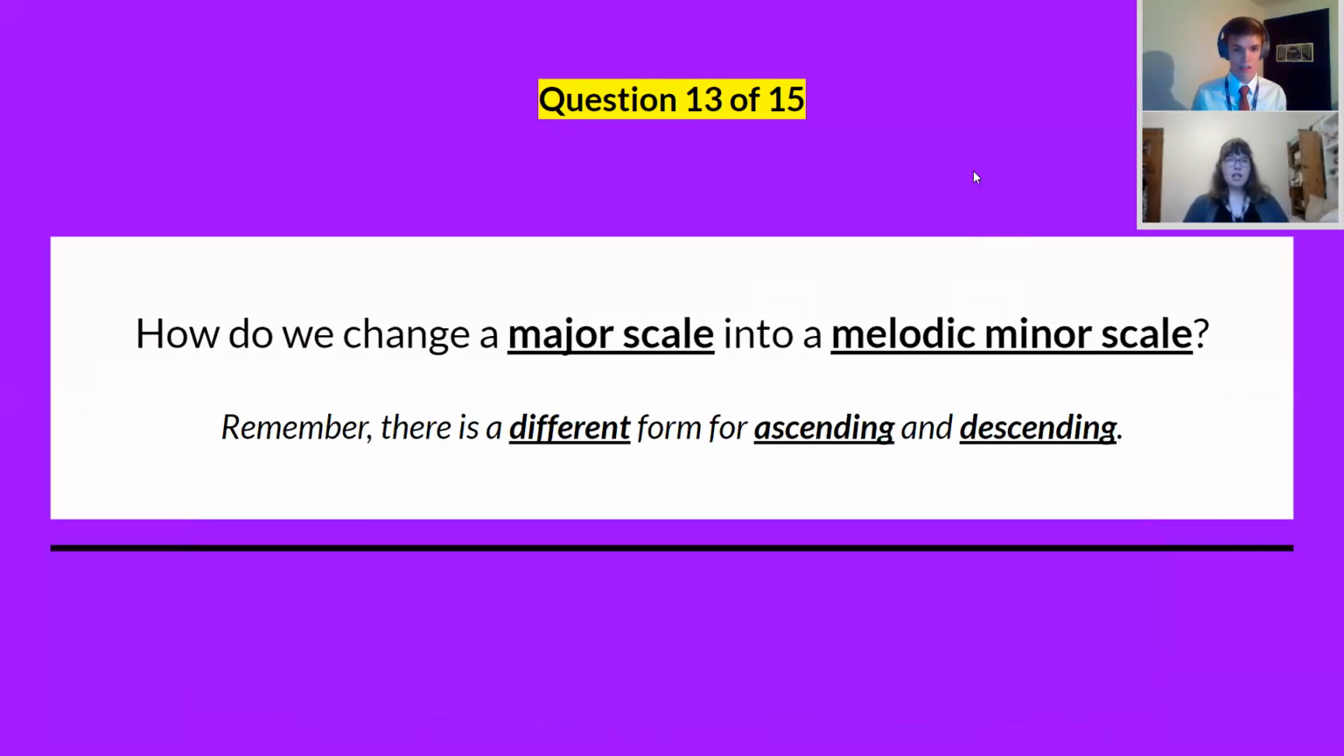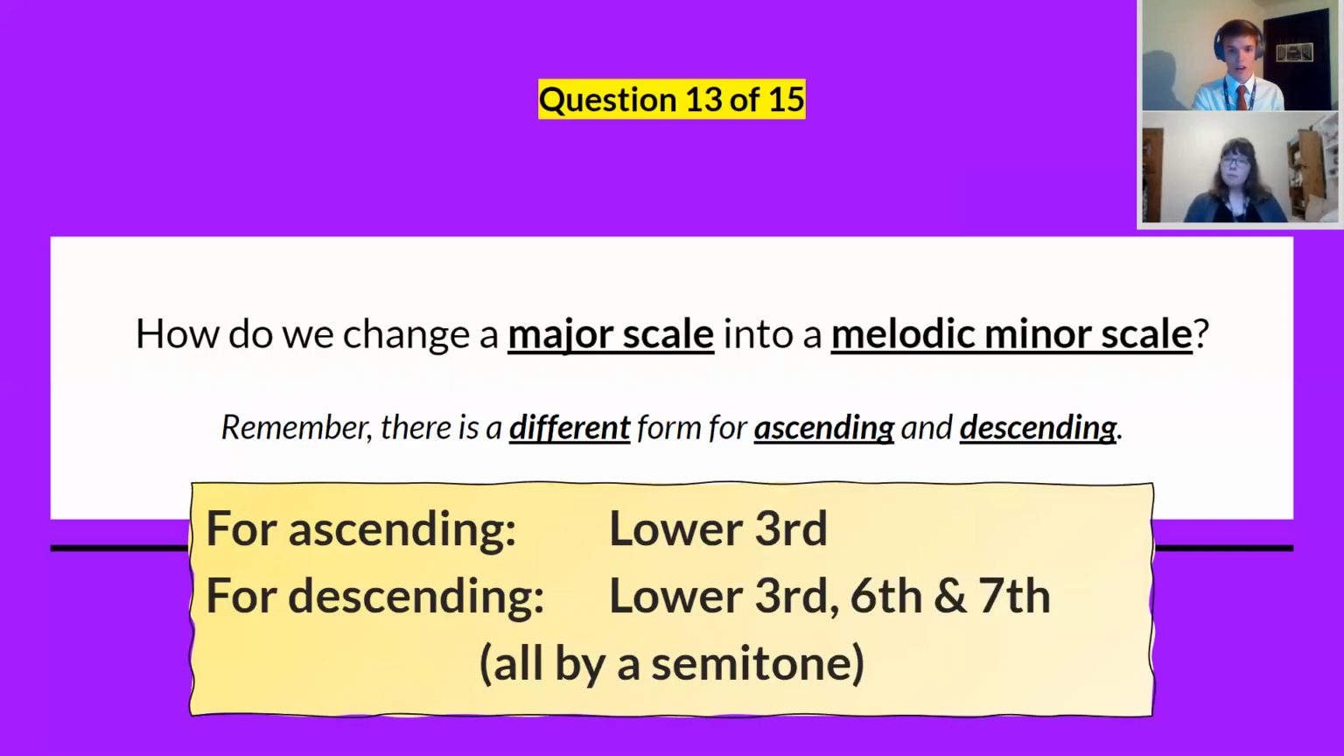Question 13, how do we change a major scale into a melodic minor scale? So because this scale is different up and down, when we go up, to change it we need to lower the third only. When we go down, we need to lower the 7th, 6th, and 3rd by a semitone. It's probably easier if you can see a keyboard to go through this, and maybe we can pause this, go to a keyboard, and really understand how we formed this scale.